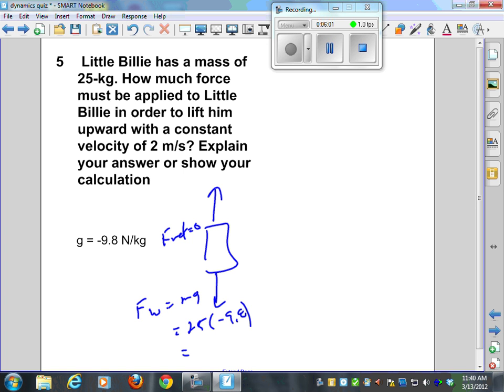Somebody help me out there. Mike, 25 times 9.8. You got a calculator right in front of you? It doesn't work. Terry's got a calculator right in front of him. 25 times 9.8? I think it's 245. 245, thank you. So how much force has to be applied upwards?